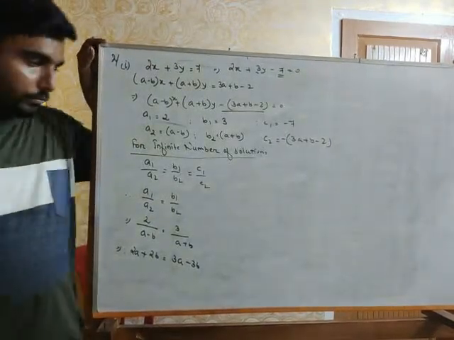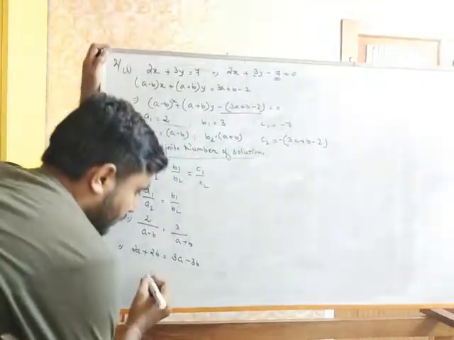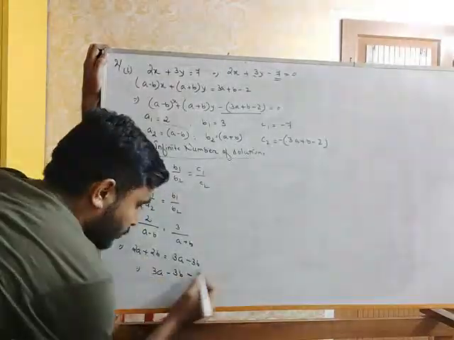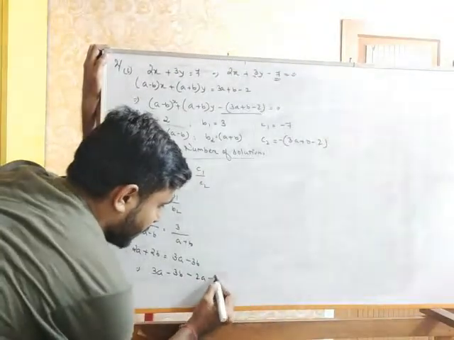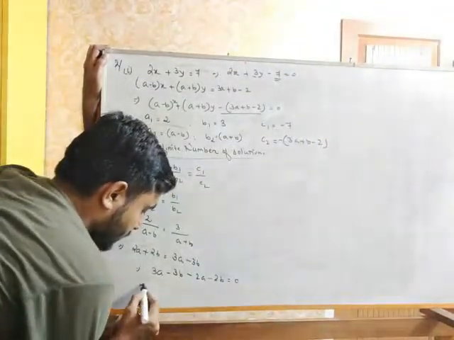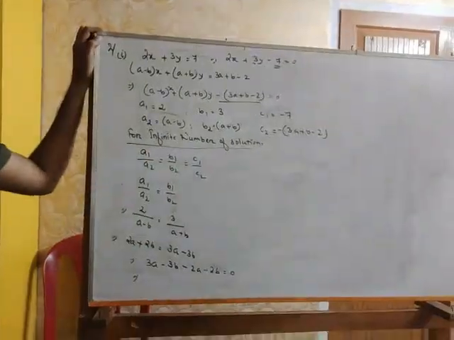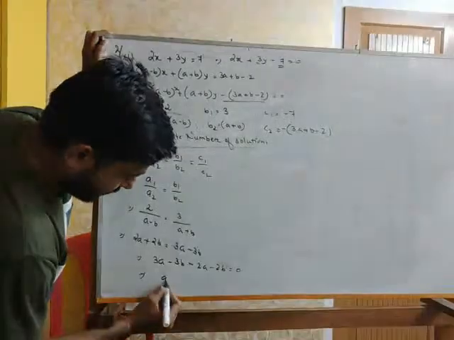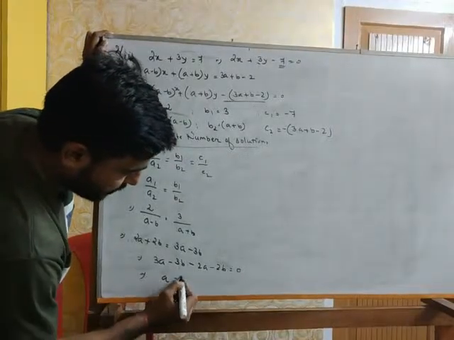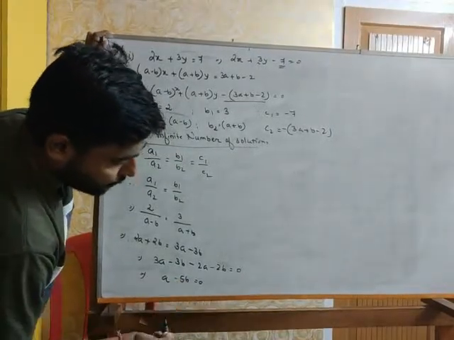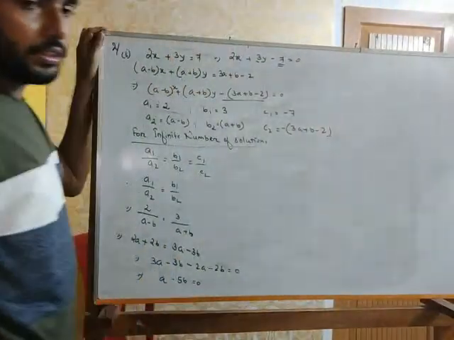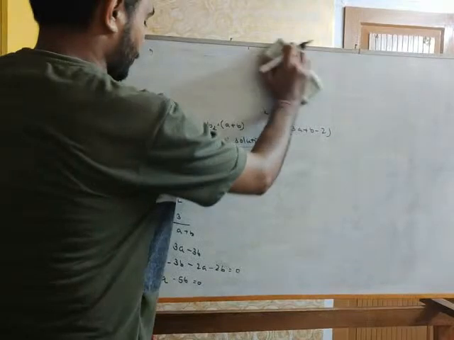So the condition will be 3a minus 3b, minus 2a taken that side, minus 2b taken that side, it will be minus 2b. 3a minus 2a is a, minus 3b minus 2b is minus 5b, equal to 0. This is the first equation. From the next condition we can get the second equation also.